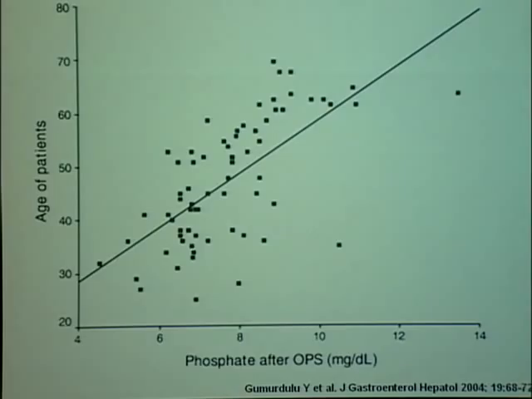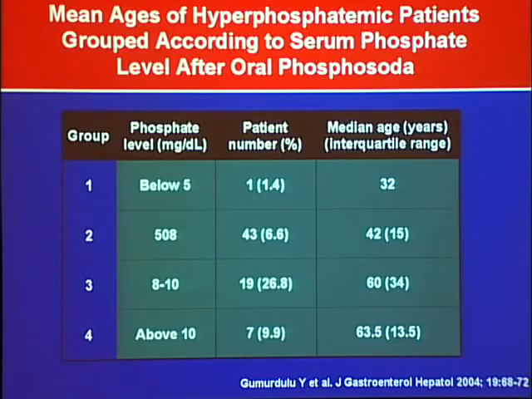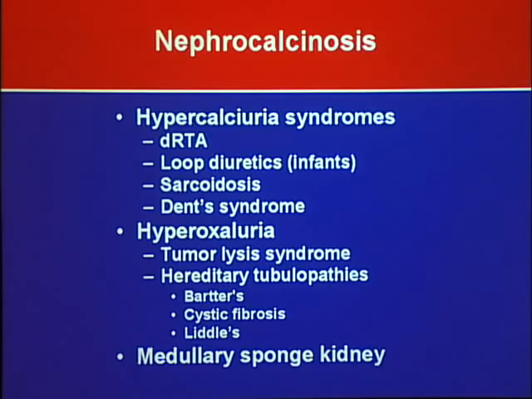Now, having said that, it's not in the serum that we worry about. It's in the tubule. So we think phosphate's bad in the blood year in and year out at a high level because it transforms smooth muscle cells and blood vessels into osteoblasts and causes blood vessels to ossify. But this issue is a tubular issue. So we can see the serum phosphate level versus median age: the people who had the very highest levels were 63 years old. Those that were below 5 were 32 years old.